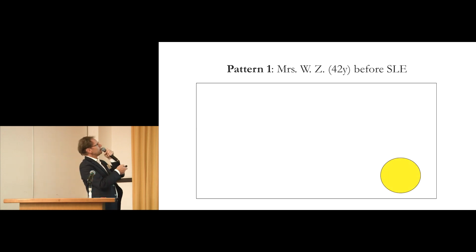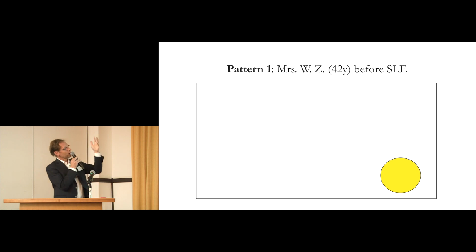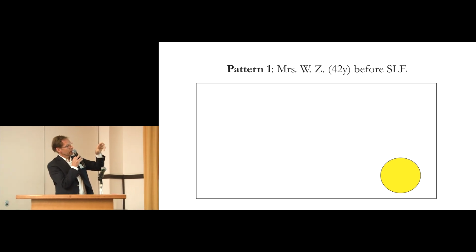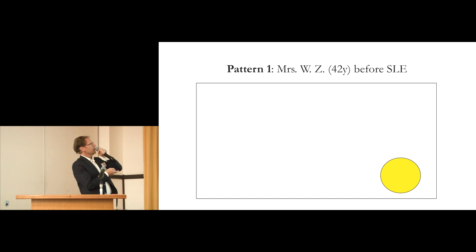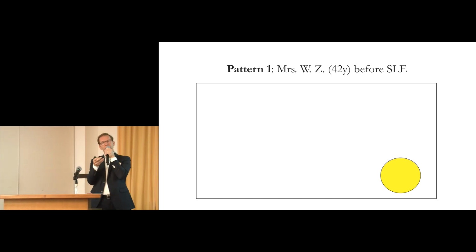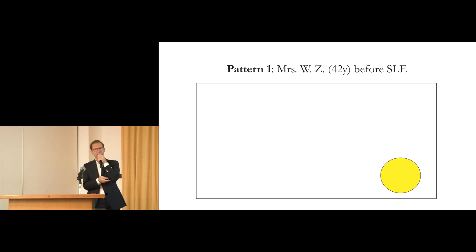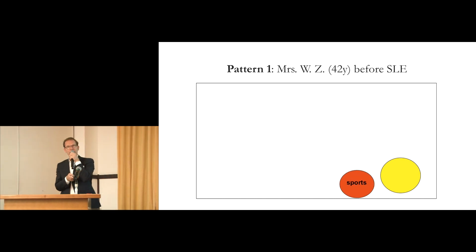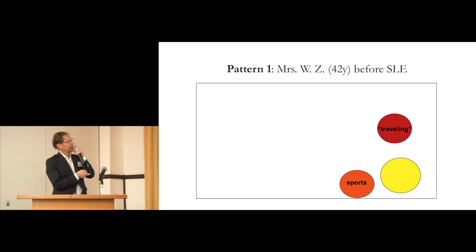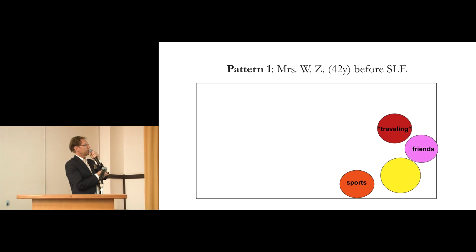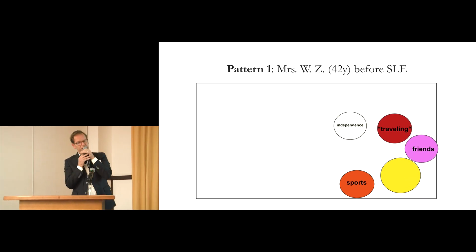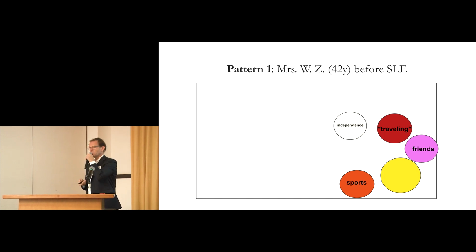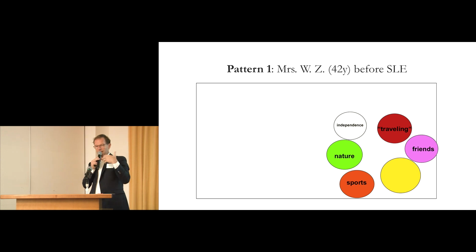The first pattern is shown by a 42-year-old lady. She is working in visual graphics, and we asked her, who have you been before this illness started? And she said, I've been a very active person. I did sports, I loved traveling, I had many friends. To me, being independent was very important, and she loved to be outside in nature.